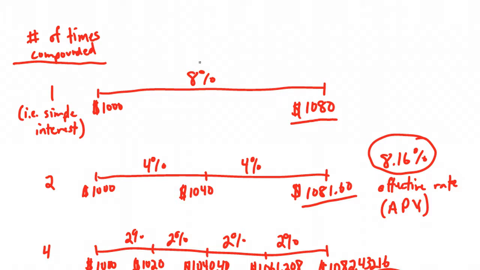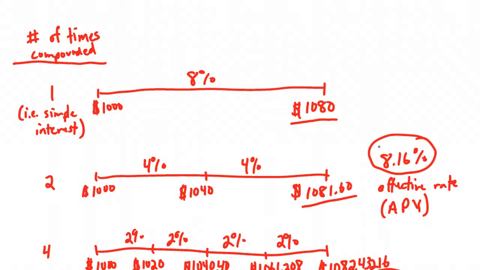Okay, I'm adding 8%. But that would be if you're just getting simple interest, or if you're compounding one time that year. But if you compound more than once, then notice you end up with more than $1,080. In fact, it's almost like you gained more than 8%. When we compounded twice, we ended up with $1,081.60, which basically means we gained 8.16%. So instead of just gaining 8%, we gained 8.16%. So this is the effective rate, or the annual percentage yield.